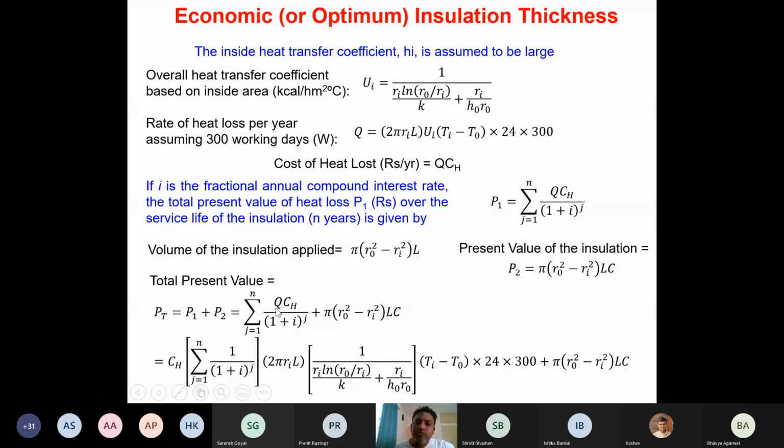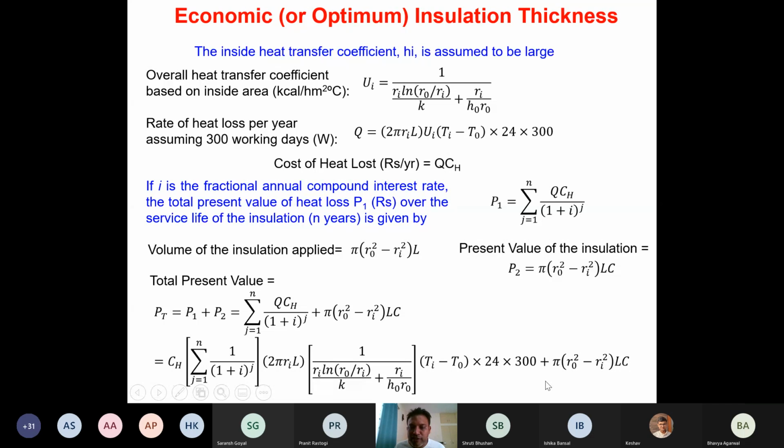Again, here Q can be replaced by this particular equation, where UI can again be replaced by the earlier equation. By putting all this, finally what we get is CH in the bracket, summation 1 to n, 1 upon (1 plus I) raised to the power j, multiplied by 2 pi Ri L into UI. So UI is given as 1 upon, 1 upon Ri into ln(R0 by Ri) by K plus Ri by (H0 R0), bracket close, multiplied by the temperature difference Ti minus T0 into 24 into 300.